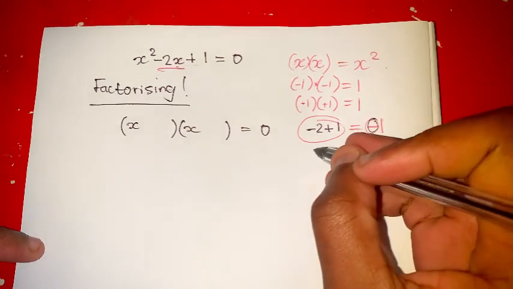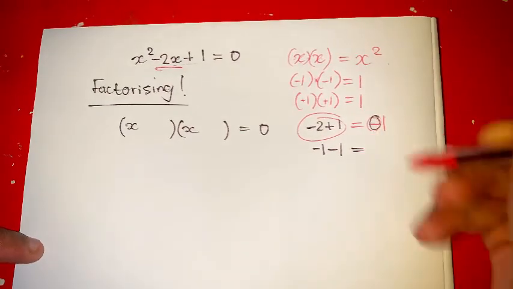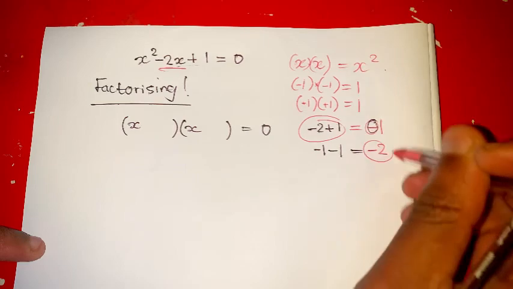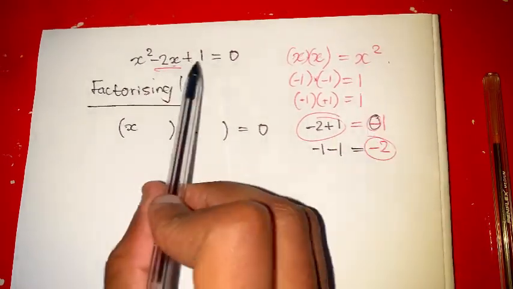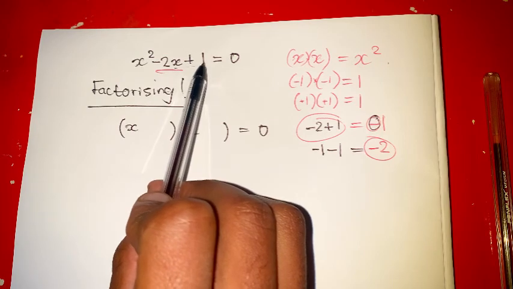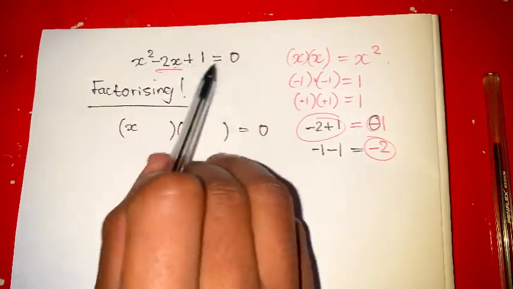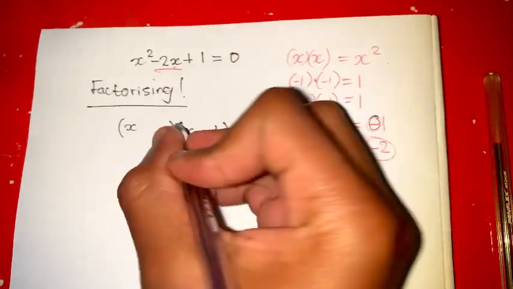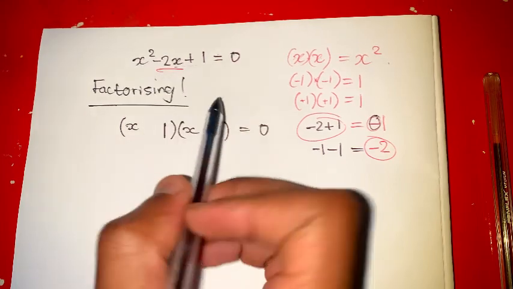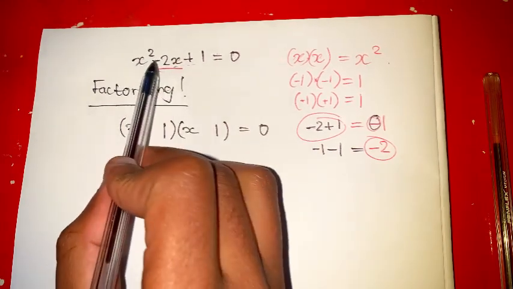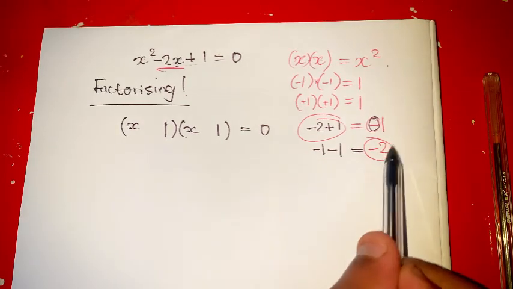If you have -1, -1, the result is -2. So, but in this case, your highest number is 1. So you cannot have a number bigger than 1 because it's 1. So you know it was 1 and 1. And then now you choose the sign.